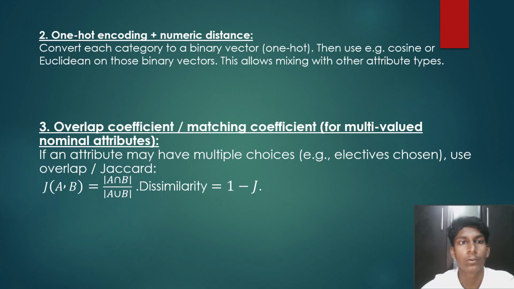Second is one-hot encoding plus numeric distance. Convert each category to a binary vector, one-hot, then use cosine or Euclidean on those binary vectors. This is useful when mixing with other attribute types.